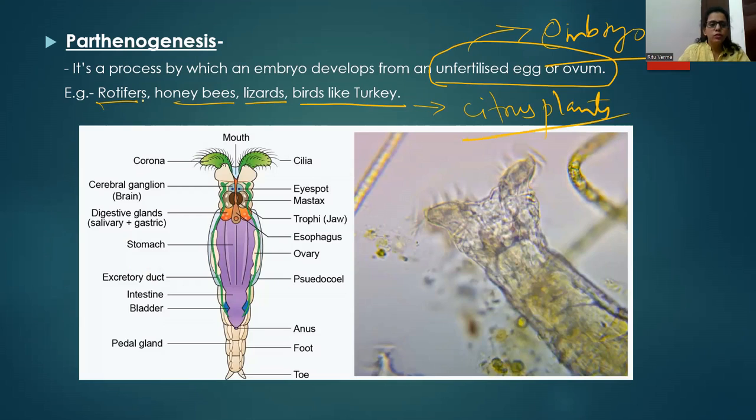These rotifers are zooplanktons. Planktons are microscopic organisms living in sea water. And why are they called rotifers? The meaning of the term roti is wheel-like. You can see here the mouth of this rotifer has cilia around it, and the cilia form a wheel around it, and that's why it is called rotifer.